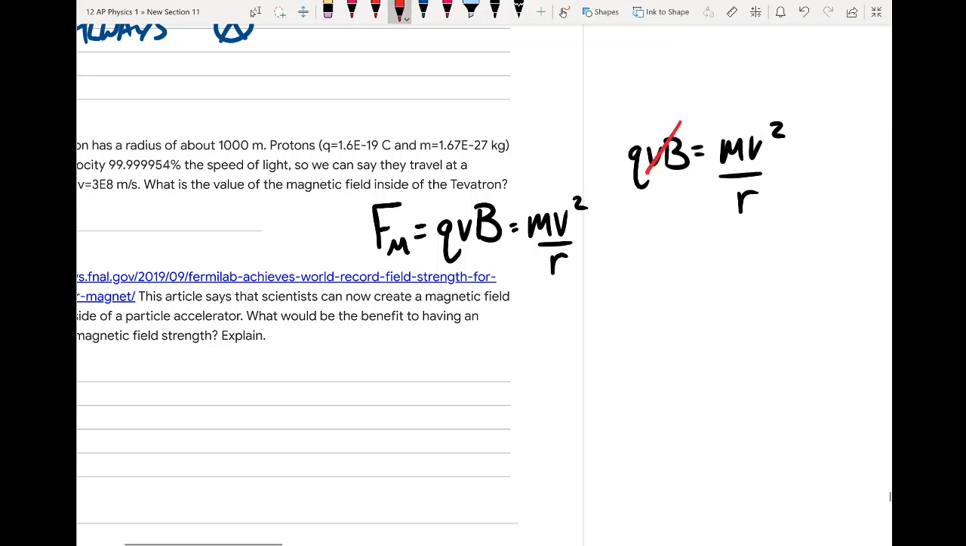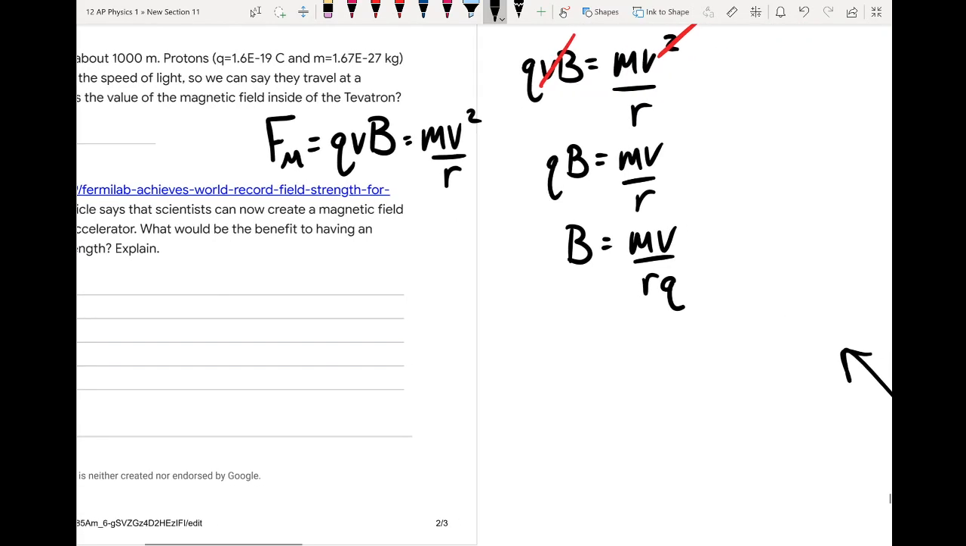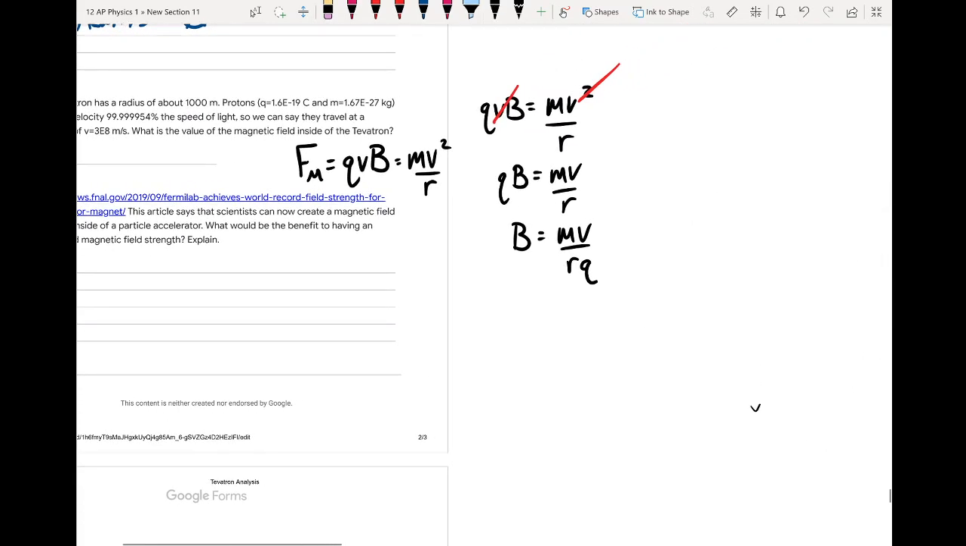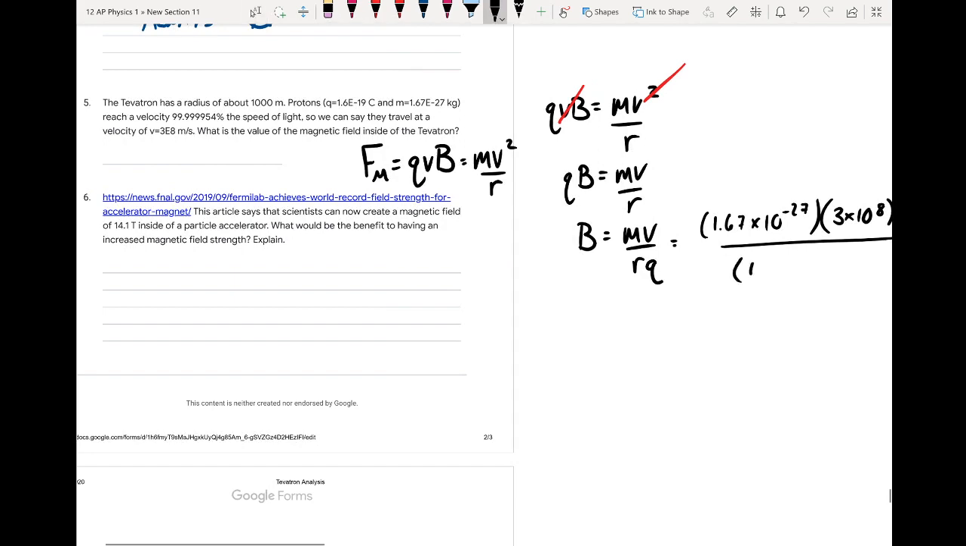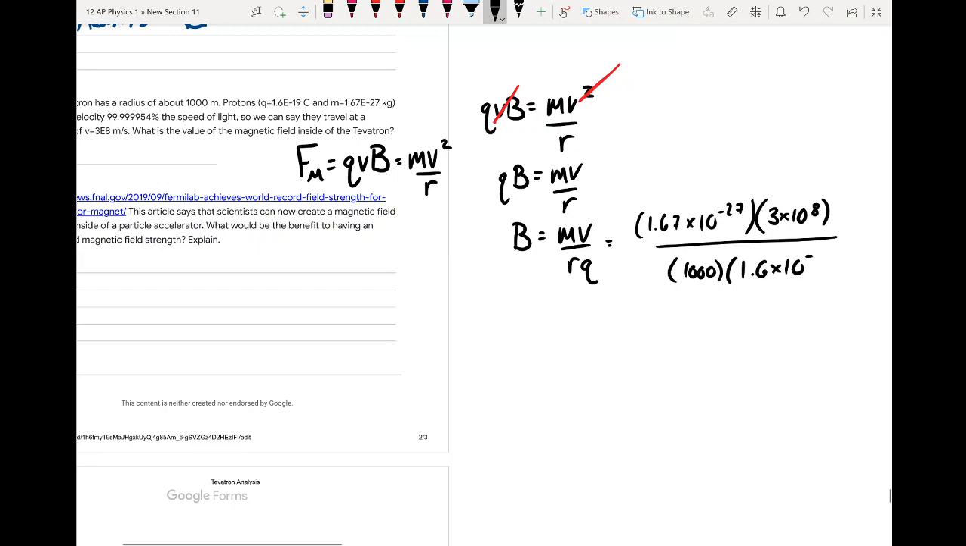I have a v over here and a v over there, so I can cancel those out. QB equals mv over r. And I want to solve for the value of that magnetic field. So B equals mv over r times q. I can plug in my values. The mass is 1.67 times 10 to the negative 27th. My velocity is close to the speed of light, so 3 times 10 to the 8th. The radius is 1,000. And my charge is 1.6 times 10 to the negative 19th.